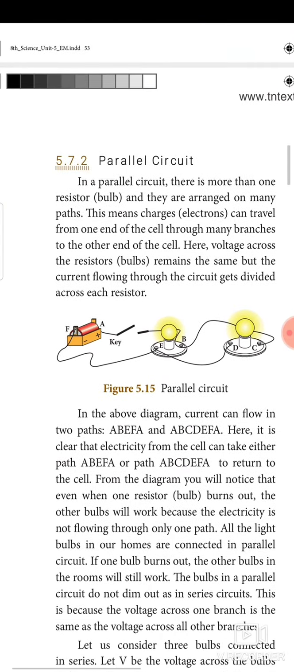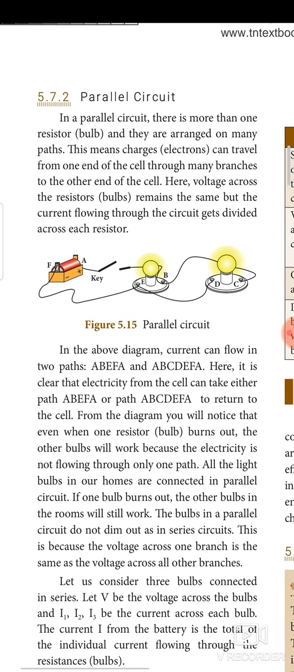Next, we need to see about the parallel circuit. In a parallel circuit, there is more than one resistor and they are connected on many paths. This means charges can travel from one end of the cell through many branches to the other end of the cell. Here the voltage across the resistors remains the same, but the current flowing through the circuit gets divided. In the series case, current is the same and voltage is divided. In the parallel circuit, current is divided, but the voltage is the same.